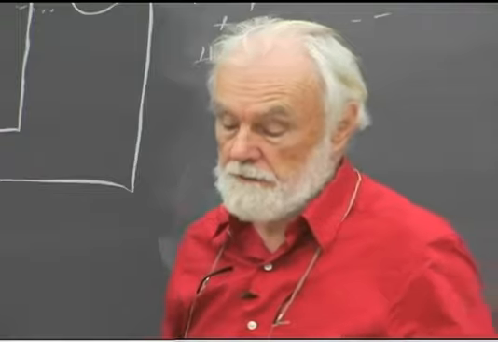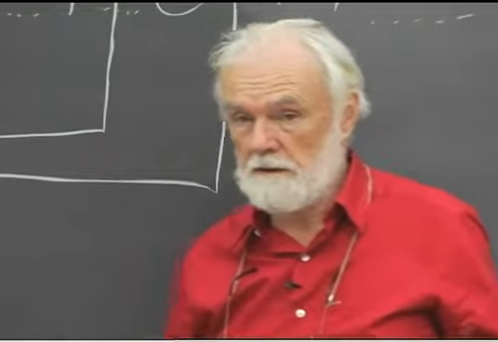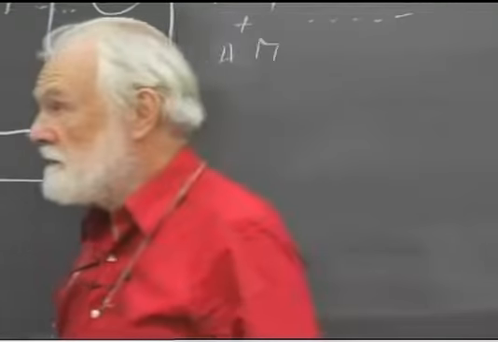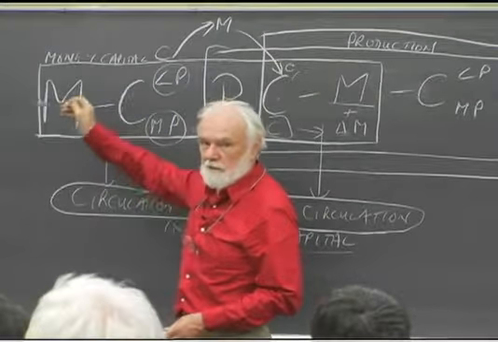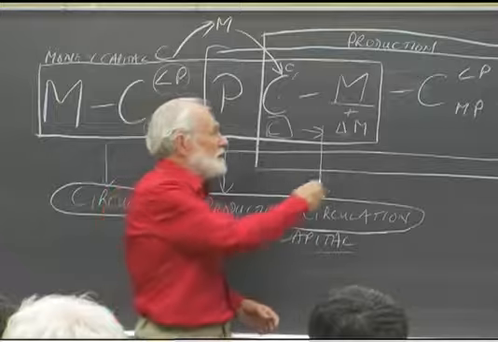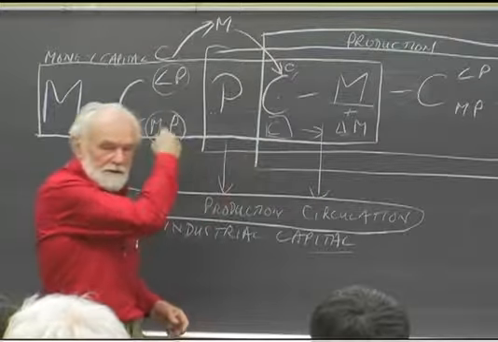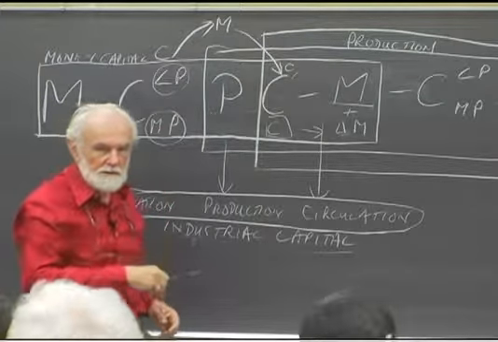This is the way I read it. Marx doesn't use it that way in here. I see it as, well, this is the site where finance capital operates. This is the site where the merchant capitalist operates, and this is the site where the industrial capitalist operates.